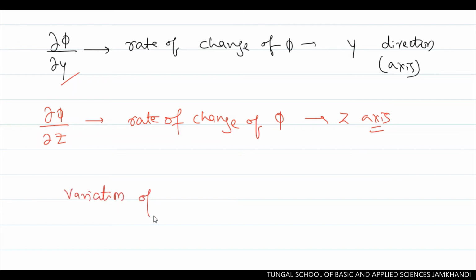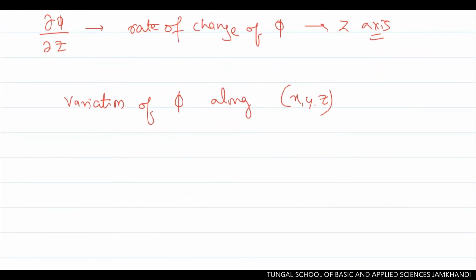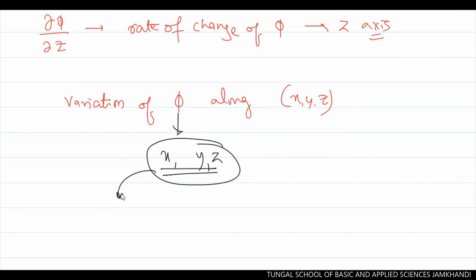Now, the variation of this function phi along x is different, along y is different, along z is different. If you take the variation along all three coordinate axes at a time, it tells that phi is not varying in a single direction; it varies in all three directions with a different rate depending on the individual coordinates.